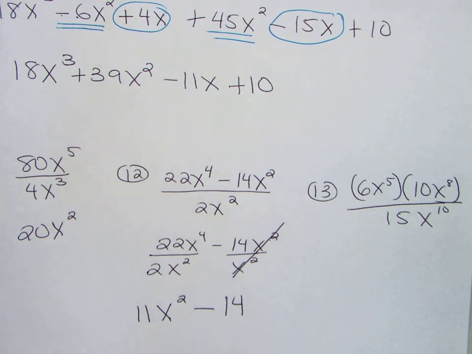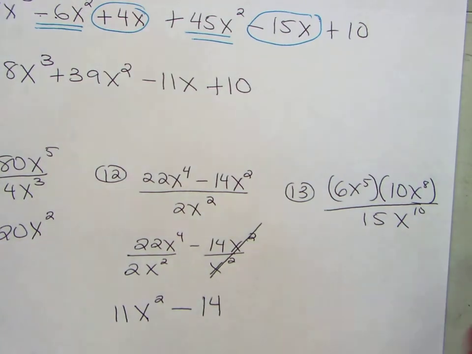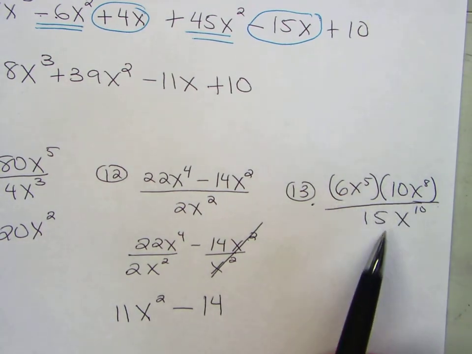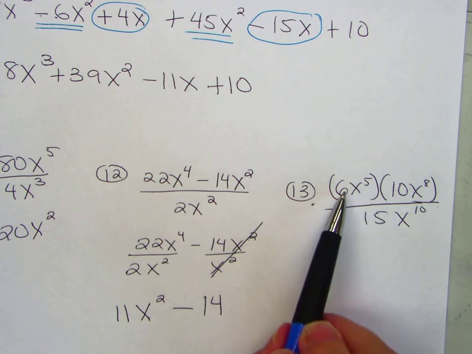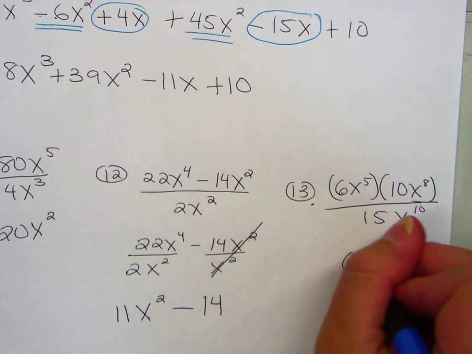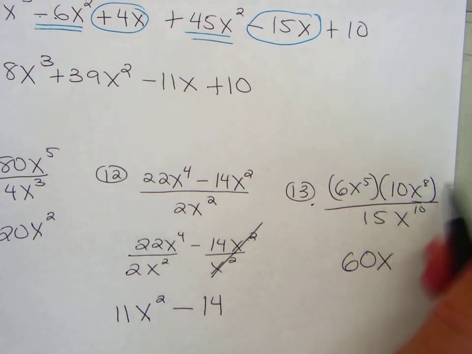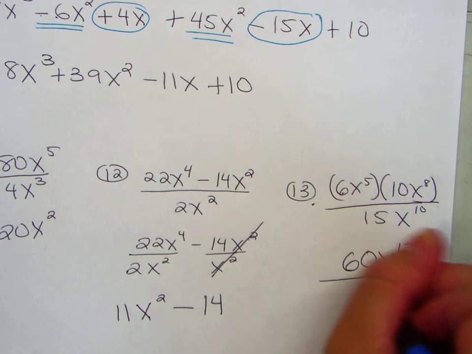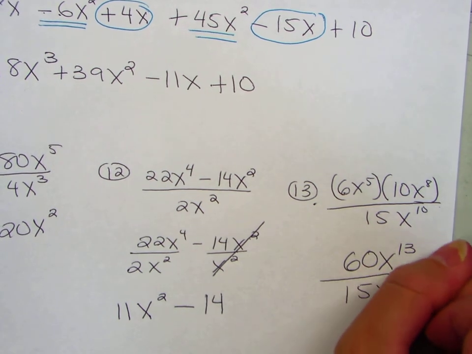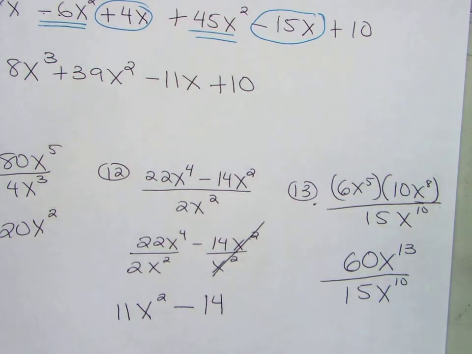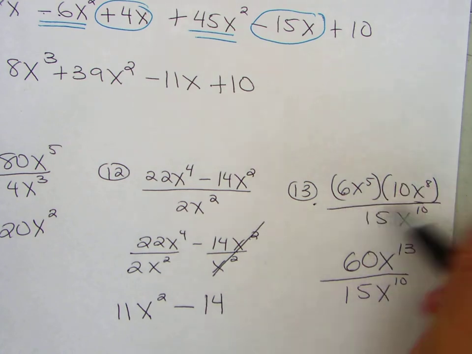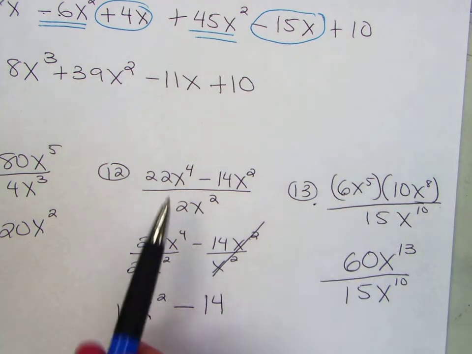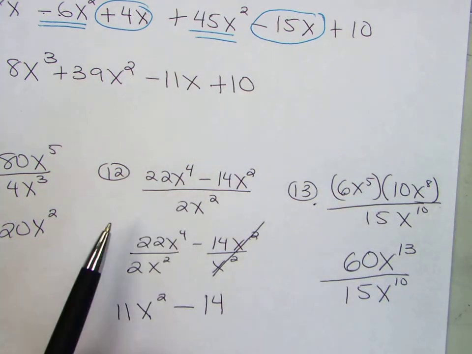All right? Now, 13 is a little challenging. What you're going to do is you're going to multiply first. Multiply the top and then divide. All right? So 6 times 10 is 60. 5 and 8 is 13. Then divide by your 15x to the 10th. Okay? So simplify the top if you can, then divide. Here, you couldn't simplify those. It's impossible. You're not allowed.